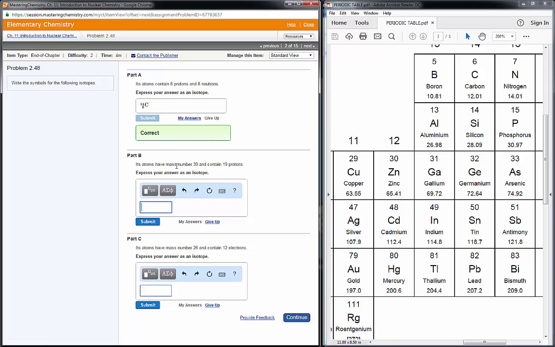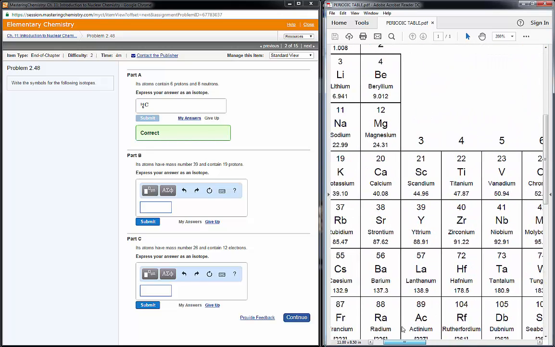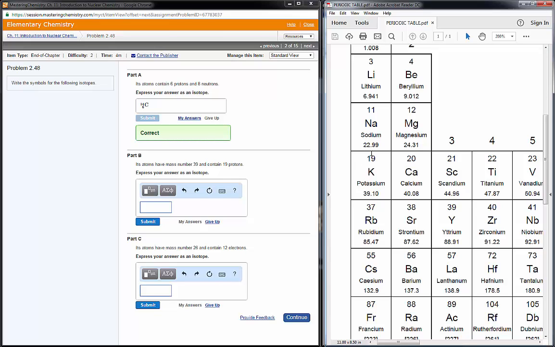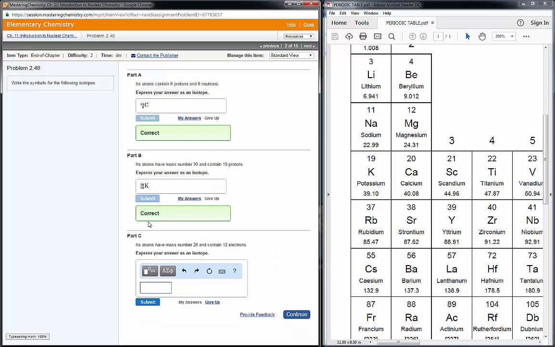Here, if I have 19 protons, then by definition, on my periodic table, my atomic number, 19, that makes me potassium. So they told me I've got a mass of 39 in this particular isotope, and 19 protons. Symbol for potassium is a capital K.